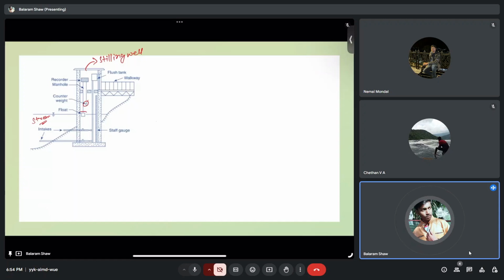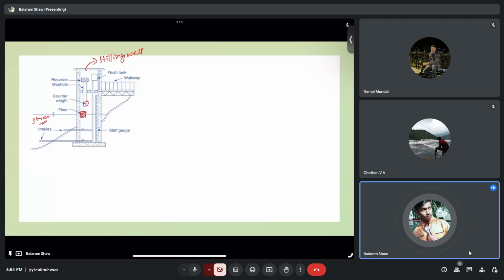In the stilling well, you see there is a pen or counterweight given, and there is a float. In precipitation also, during measurement of precipitation, we have seen there is one float type rain gauge, right? Like that, here also, as the water moves, the float will move upward when the water is going up, and when it is going down it will go down, and from there we can measure the stage again, right? So it is very similar to what we have studied in the float type rain gauge.